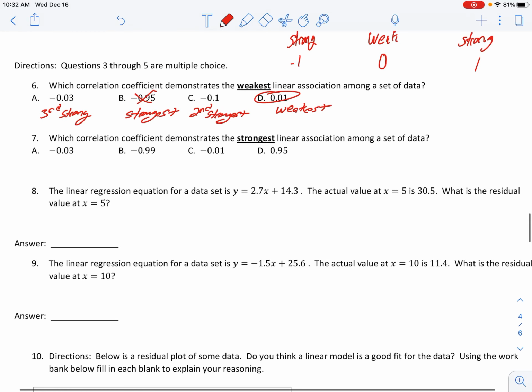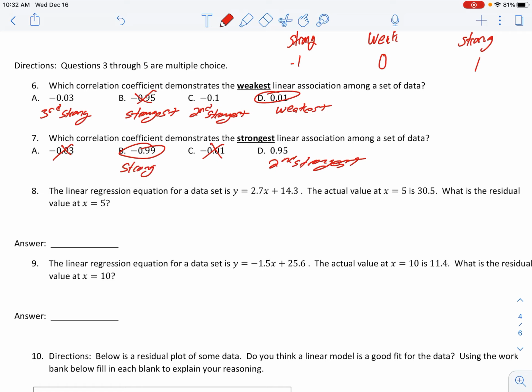On 7, we're looking for the strongest one. So which one's closest to 1 or which one's closest to negative 1? And A and C I can just magically cancel out. Those are very weak. Now the two that remained, I know some people are going to put letter D, but that's actually my second strongest. The reason why it's the second strongest one is 0.95 is close to 1, but negative 0.99 is closer to negative 1, so that takes care of everything. That kind of trumps it. So there's my strongest one.